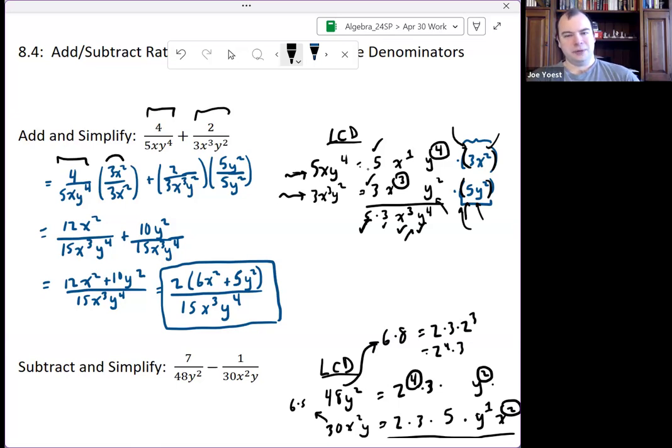Now I remember here that multiplication comes before addition. I want to be careful about that. And when I multiply fractions, I multiply the numerators to get the new numerator. I also multiply the denominators to get the new denominator. 4 times 3x squared gives me 12x squared. 5x y to the fourth times 3x squared gives me 15x cubed y to the fourth. That was my LCD that I'm targeting. And then for the second fraction, 2 times 5y squared gives me 10y squared. And the same thing as before in the denominator: 3 times 5 gives me 15, x cubed y to the fourth.